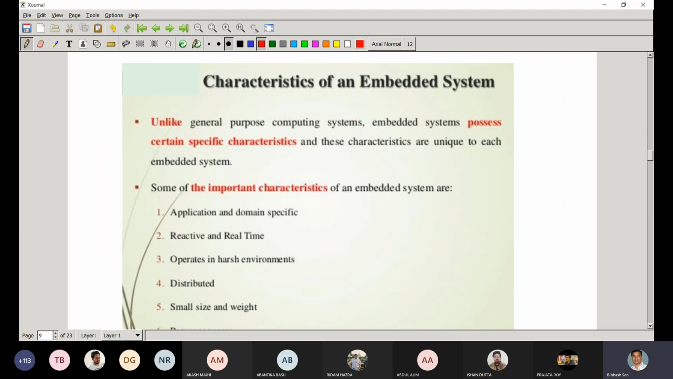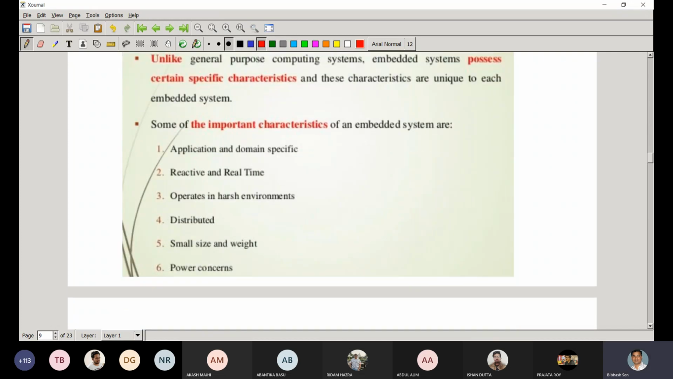Also, it should be distributed and of small size and weight. That is one of the very important parameters. Small size and weight is another very important requirement of the application. Among all these things, these are very, very important. At least this point should be remembered in your mind. It should also be power conscious, because most of the applications are battery driven, so it should not consume huge power. Less power consumption will be very beneficial for us. So small size and weight is a very important part for us.